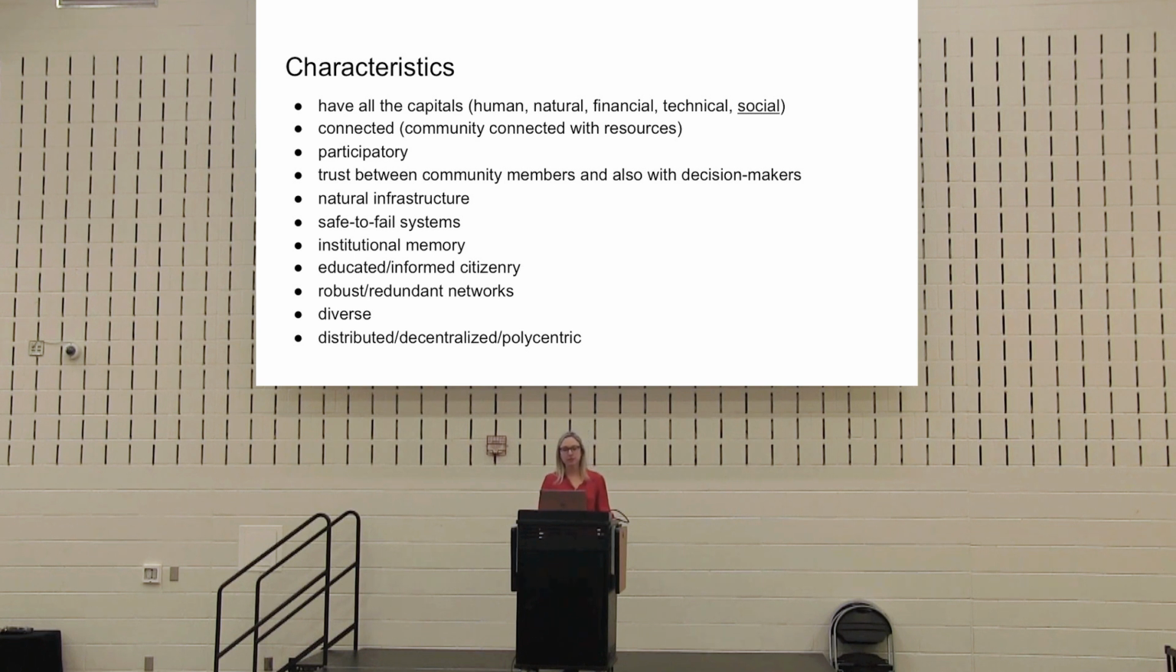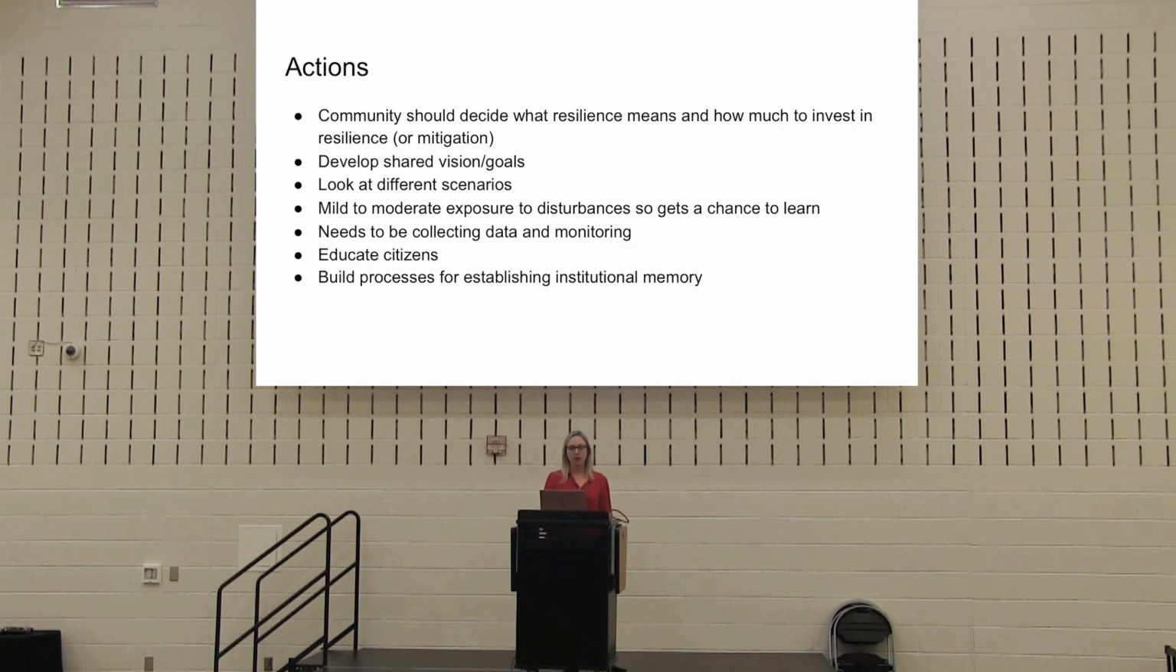So these were the characteristics. We talked about different sorts of capitals, particularly social capital, and its importance to community resilience. We talked about things like participatory, safe-to-fail systems, diverse, distributed. So from general characteristics to more specific ones related to community resilience, like social capital and its importance, as well as trust between community members and decision makers. In terms of actions, we talked about how the community should actually have a say in deciding what resilience would look like for them and how much to invest in it.